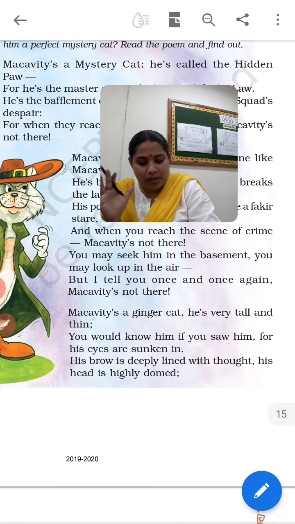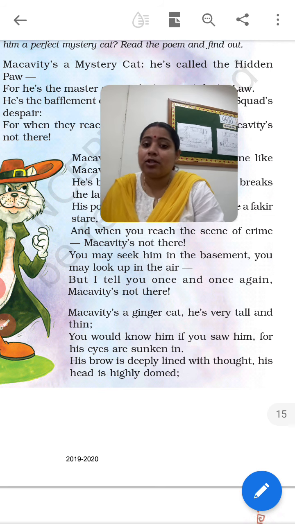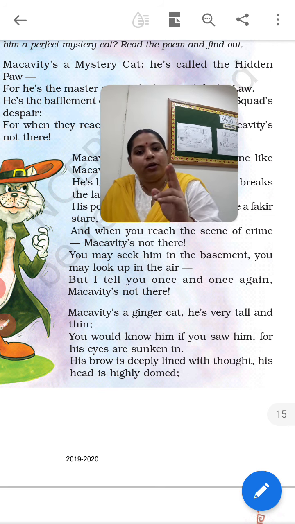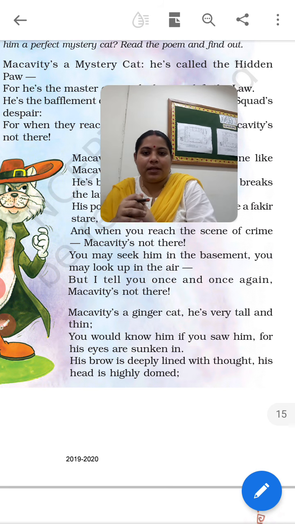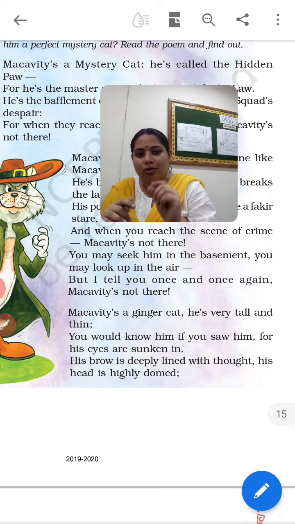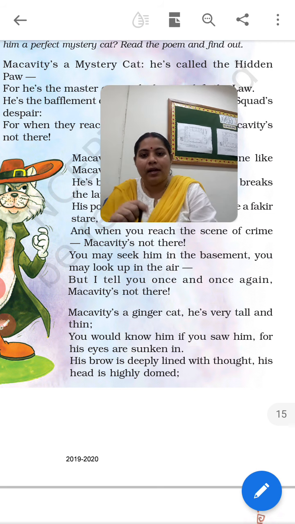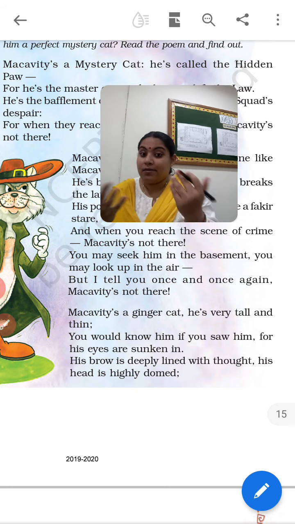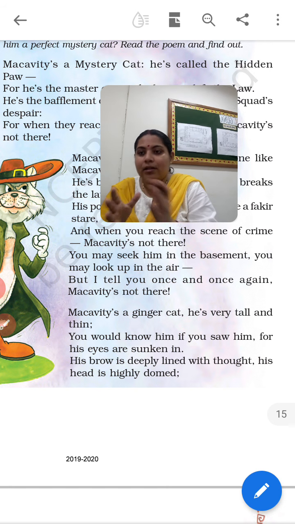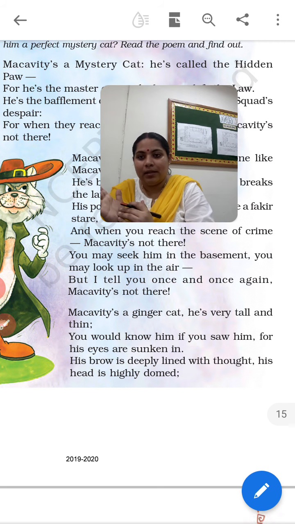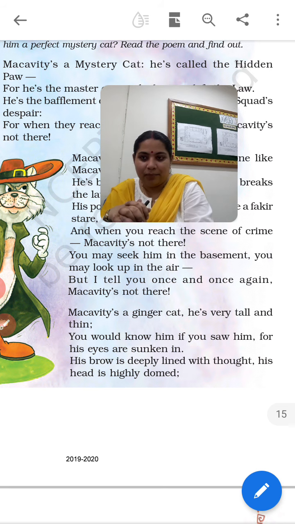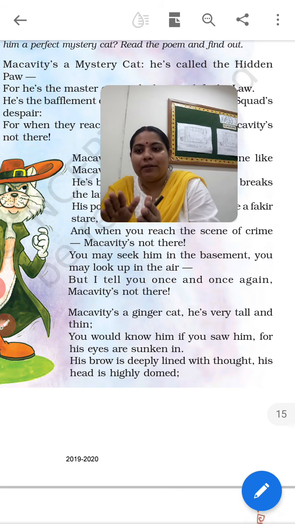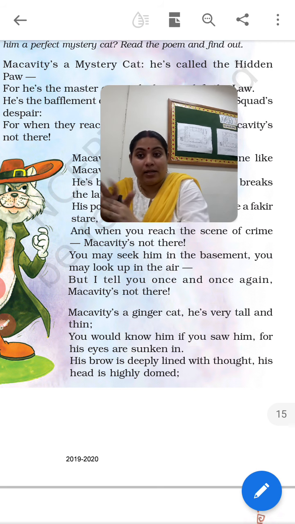So the poet says that Macavity is a ginger cat. Now, here the word ginger has two connotations. One is either the color of the fur of Macavity is just like ginger. I hope everybody has seen ginger and you know the color and texture of ginger. And another meaning of ginger is that Macavity is very lively. The irony here is that though Macavity is very lively, he is tall and he is thin, but he is always seen sleeping.